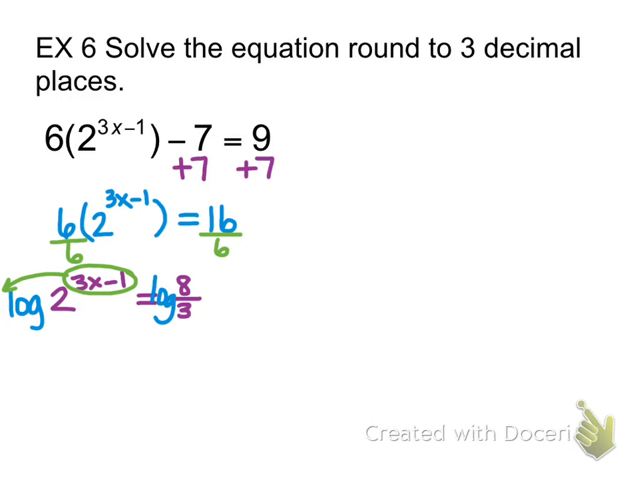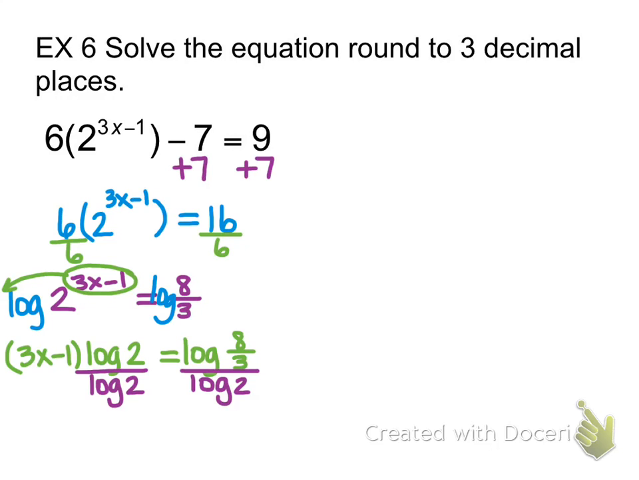So then once I take the log of both sides, I can bring 3x minus 1 down out of the exponent. So this is going to be 3x minus 1 times log 2 equals log of 8/3. Okay, so I'm going to divide by log 2 on both sides. I'm not going to type anything into the calculator yet. I'm going to wait till the very last step to do all the calculator portions. So now I've got 3x minus 1 equals log of 8/3 divided by log 2.